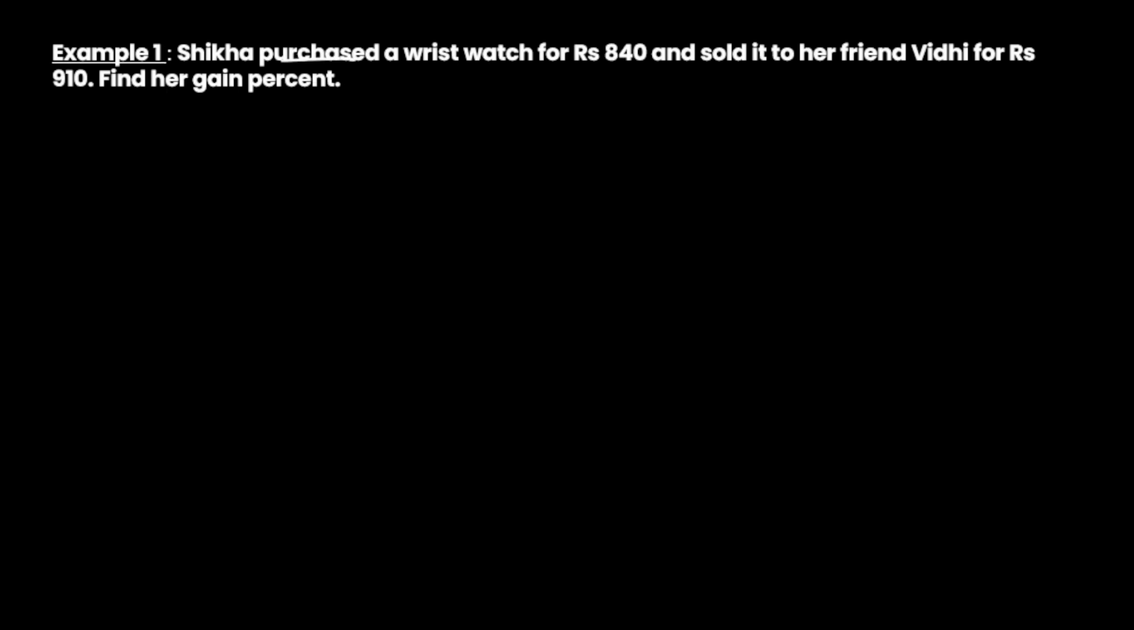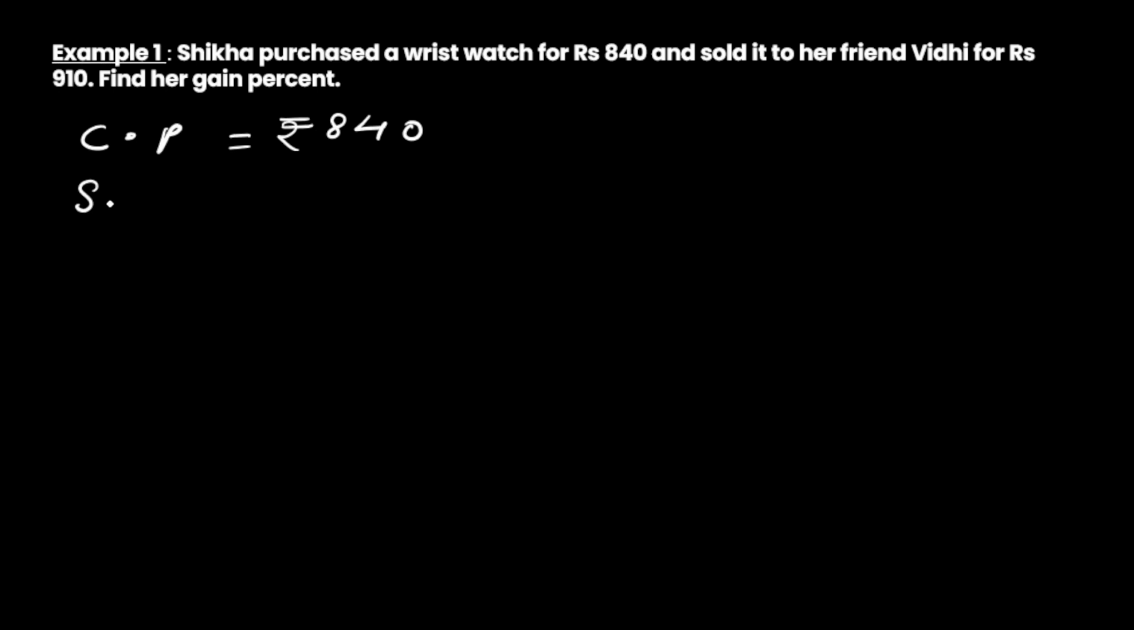So, the word purchased is being used here. Purchased means something is being purchased, so cost price is given to us. Purchasing price, I told you, is cost price. So, cost price is rupees 840. Then she sold it to her friend. See, she is like you, only. You people also sell your pens to your friends. Same way she is also doing. She sold her watch to her friend.